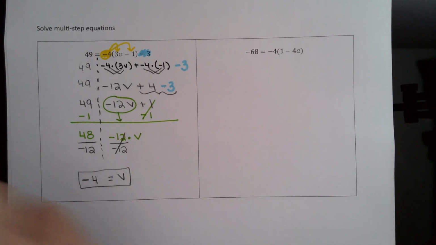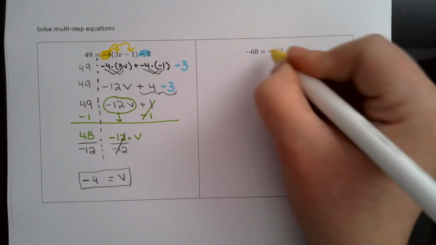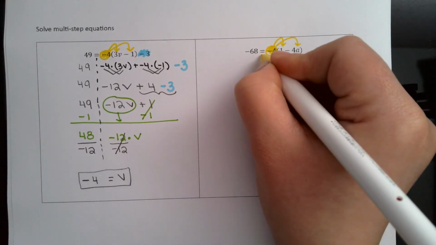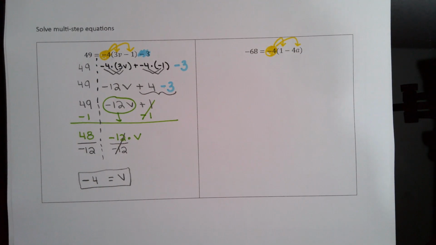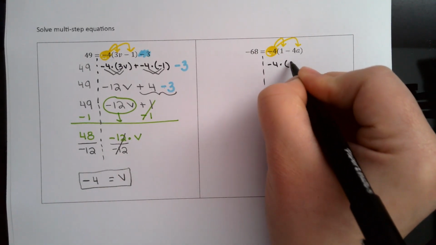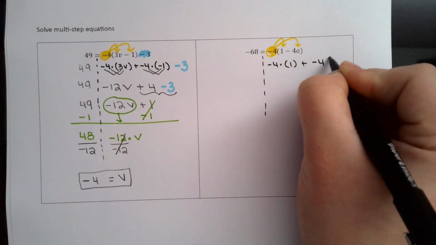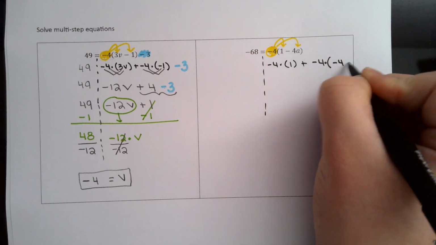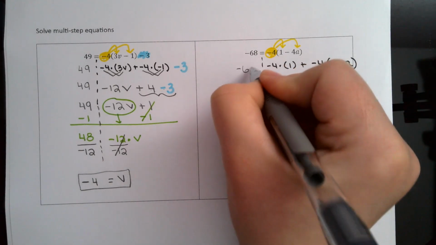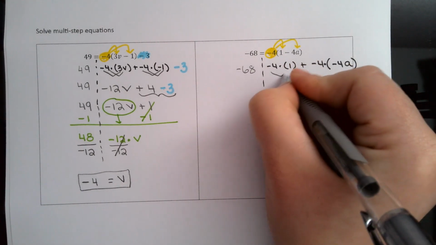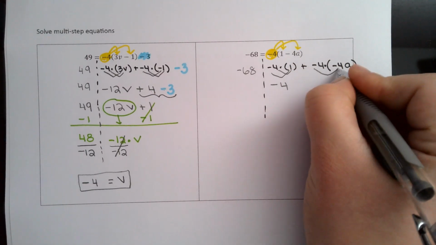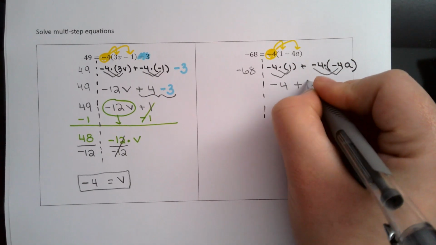Okay, let's do this again. We got to distribute. So we're going to take that -4, bring it onto 1 and 4, dotted line for balance. -4 times 1 and -4 times 4a. -68 on this side. Multiply, same or different? Different. 4 times 1 is 4. Same or different? Same. 4 times 4 is 16.